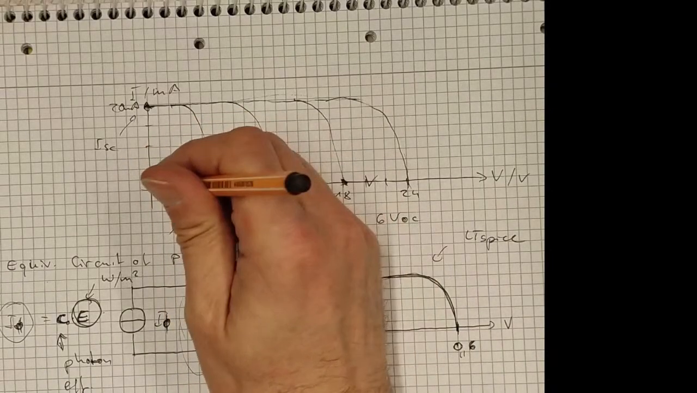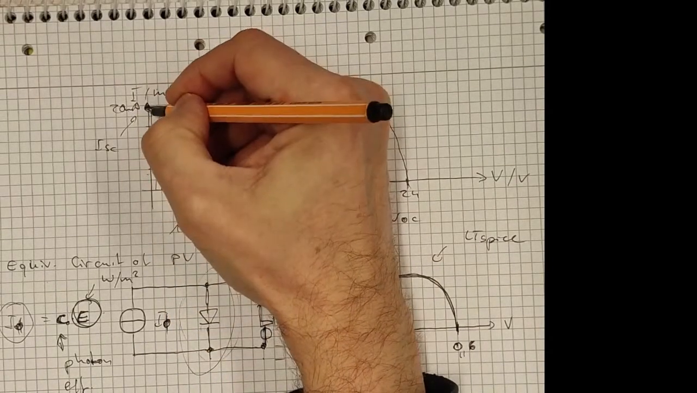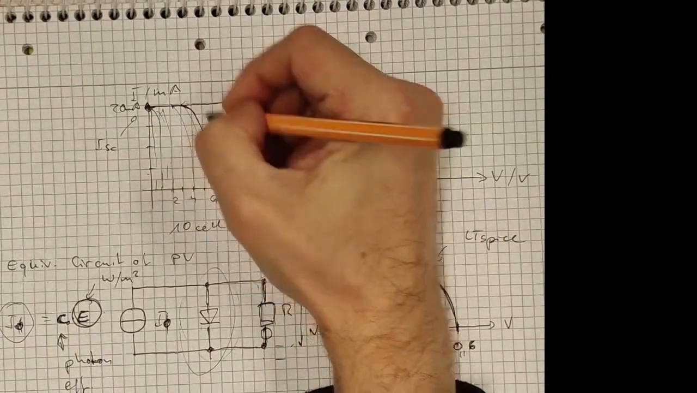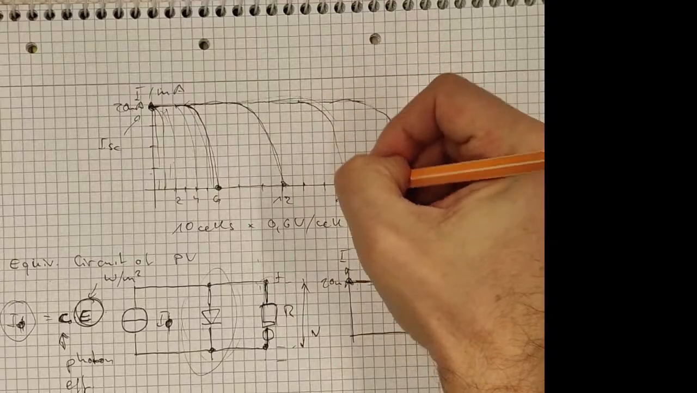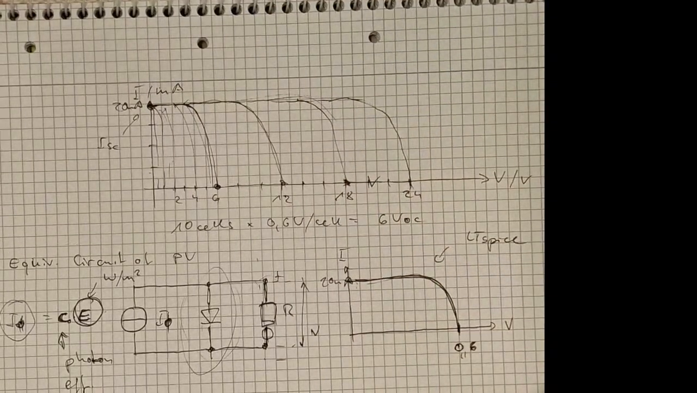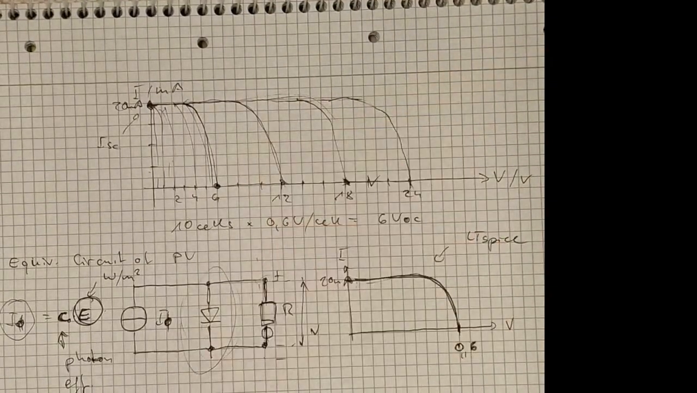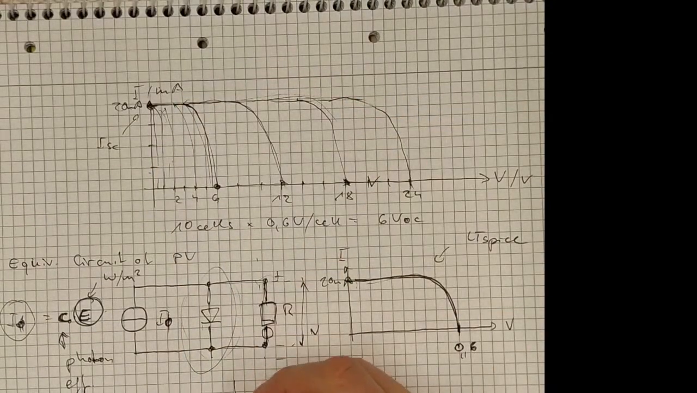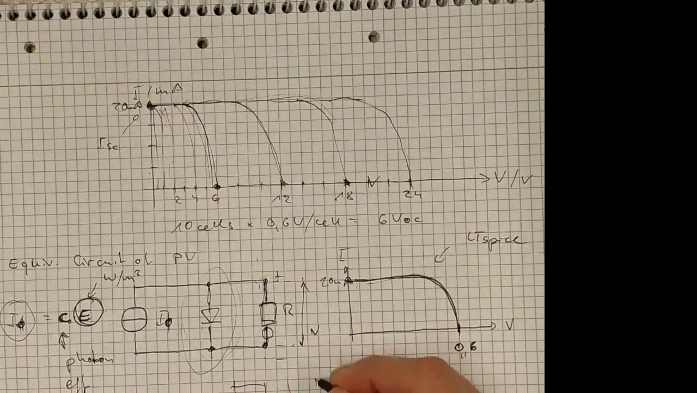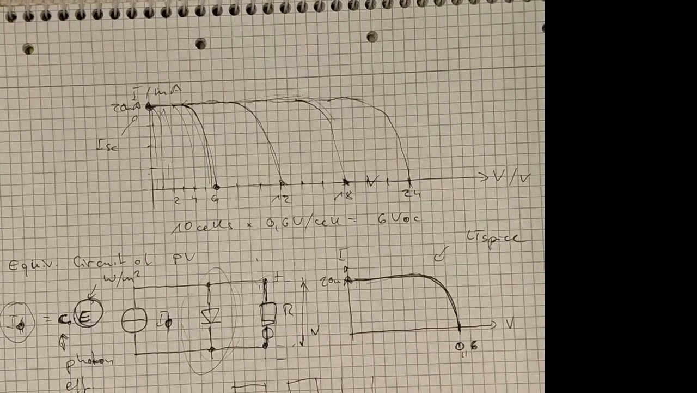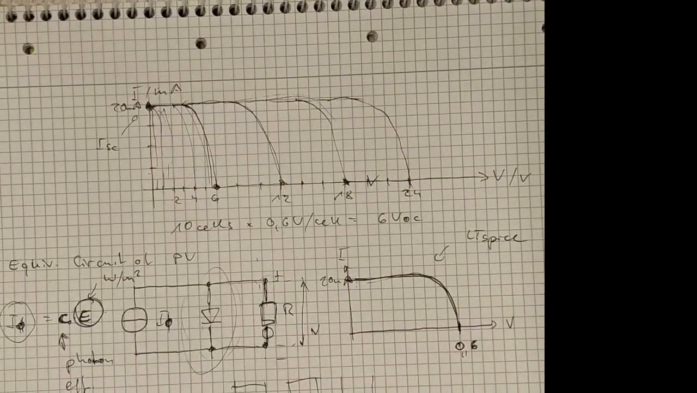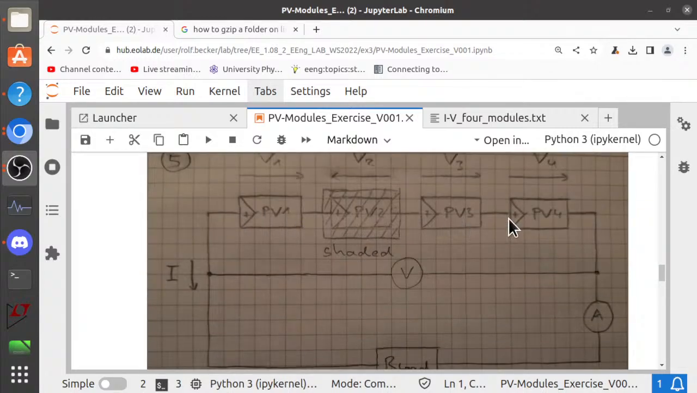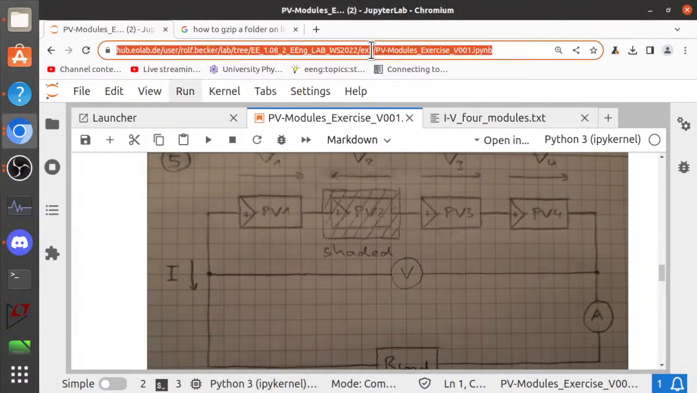This is one cell. And then you are adding 10 cells. So one cell is like this, and 2, and so on. And then you have 10 of them, and then you have your module. And another 10, and another 10, and another 10. So now you have 4 modules in series. And I have this in the notebook. So you have 4 modules in series, and one is shaded.